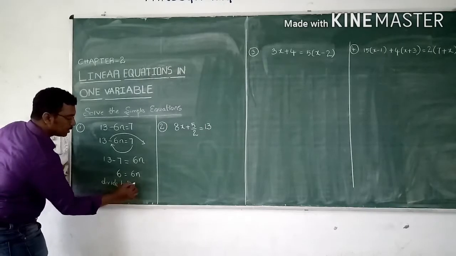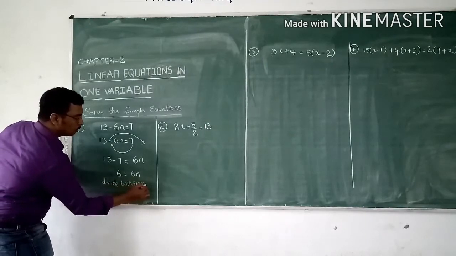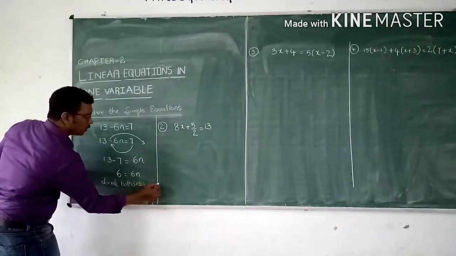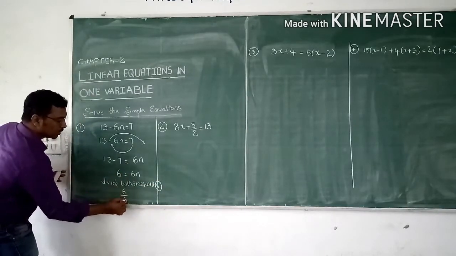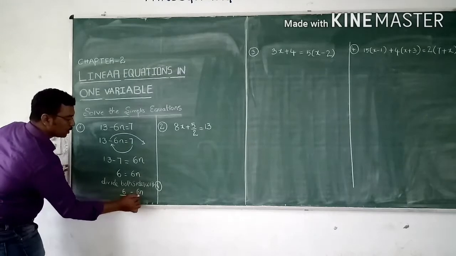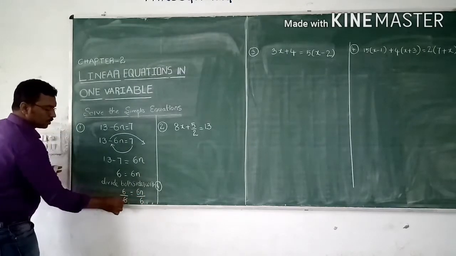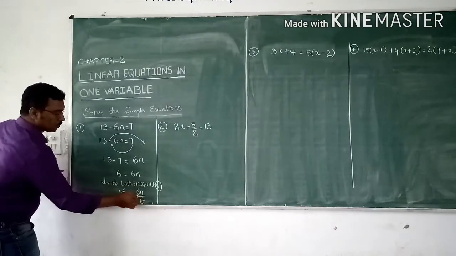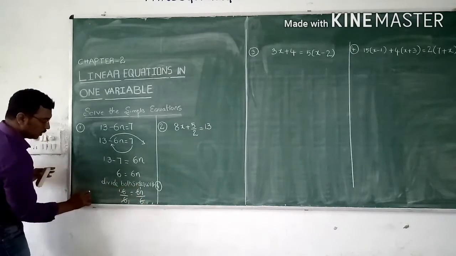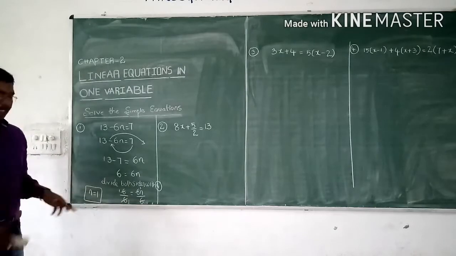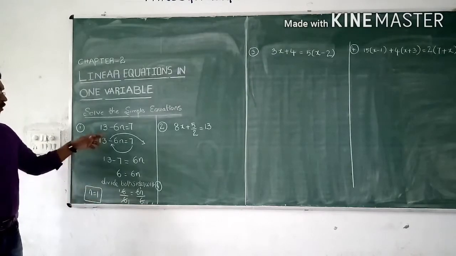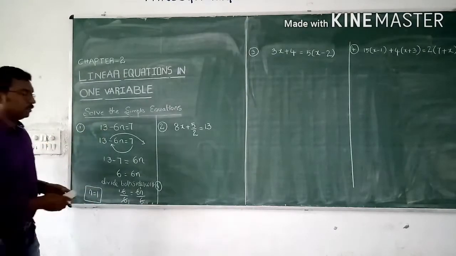Divide both sides with 6. Then only we get the solution. 6n by 6 is equal to 6n by 6. Six ones are six, six ones are six. So we get n is equal to 1. So n equal to 1 is the solution of this simple equation.